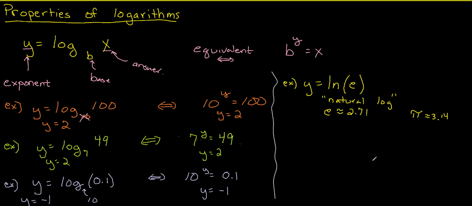So when you see this ln, that refers to the natural log, and what that means is it's a log base e. They don't write the log base e, they just use the shorthand ln. So log base e, same idea. How would we figure this out? Well, this is equivalent to asking e is my base to some exponent equals my answer. Well, it better be true that y equals 1.